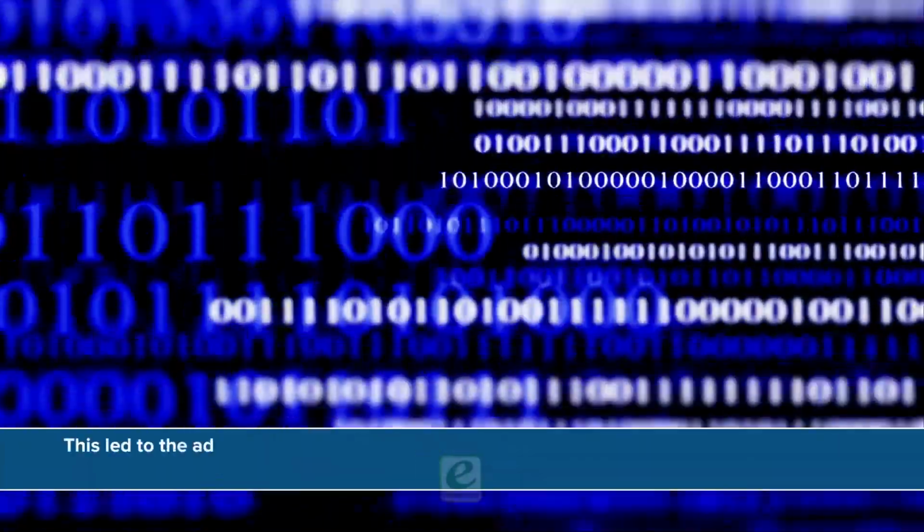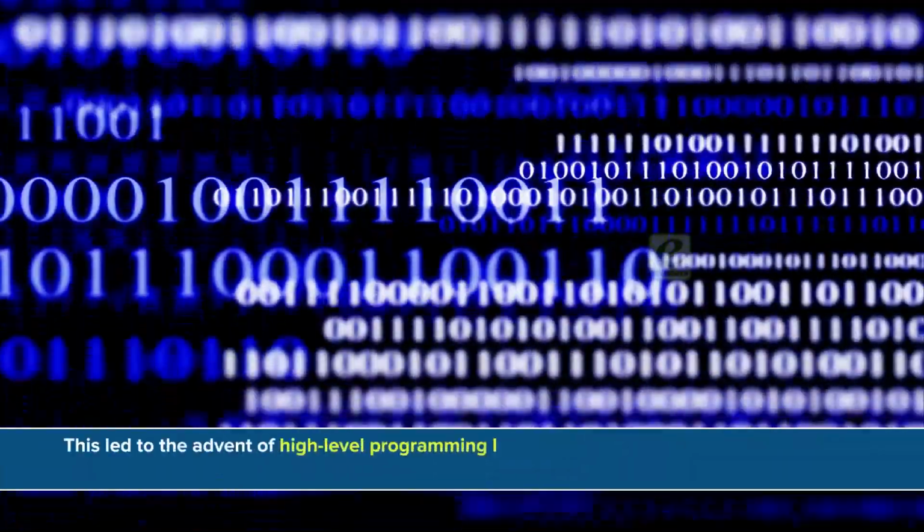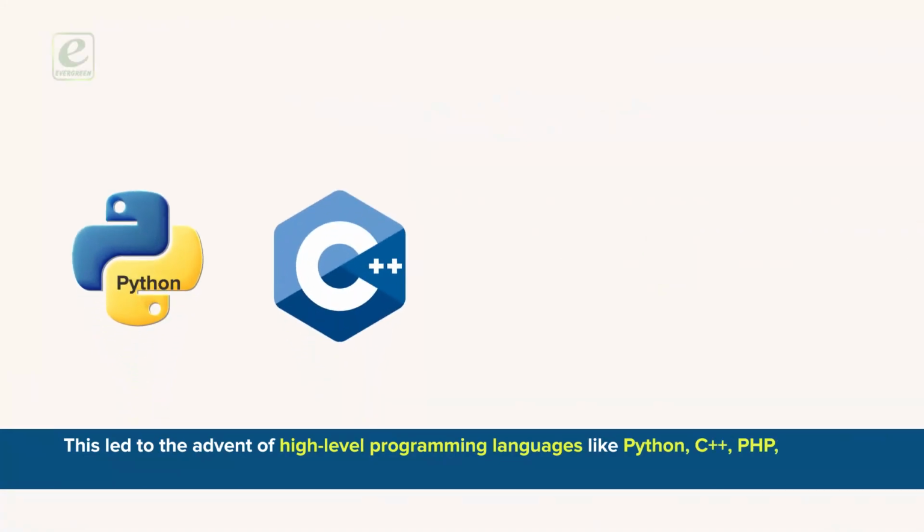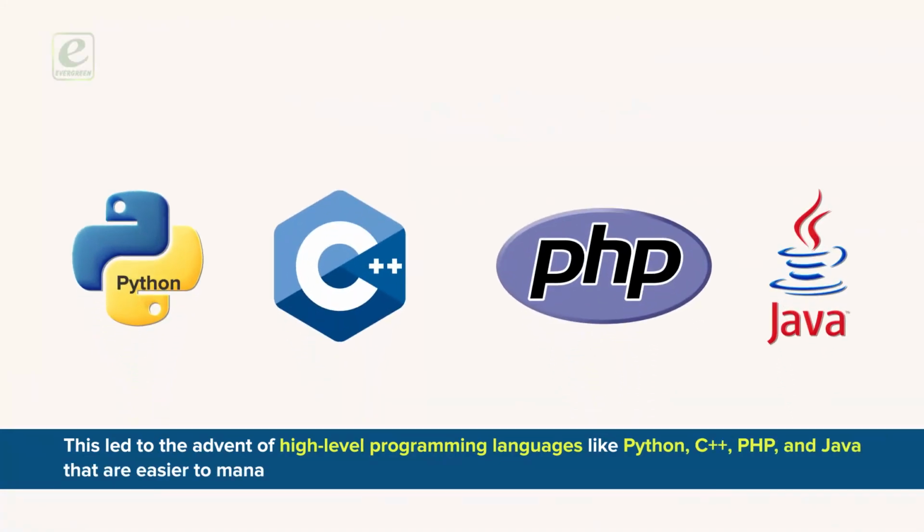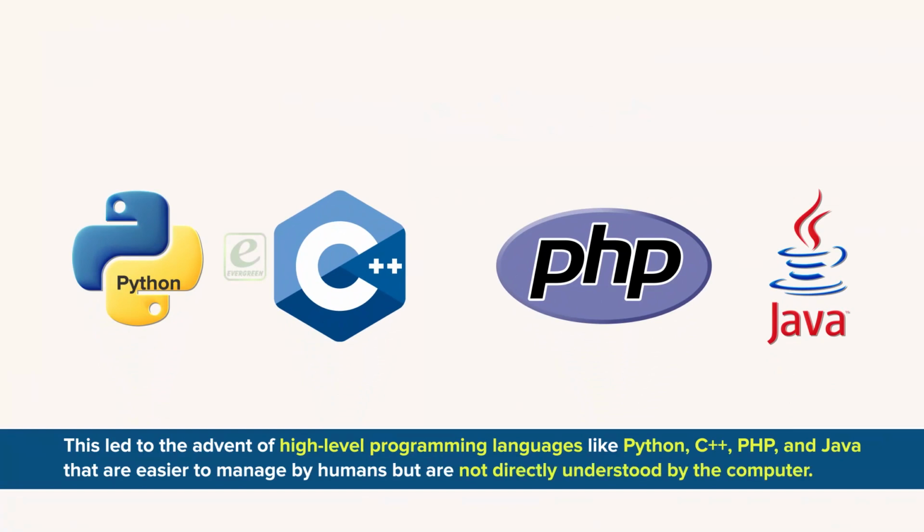This led to the advent of high-level programming languages like Python, C++, PHP, and Java that are easier to manage by humans but are not directly understood by the computer.